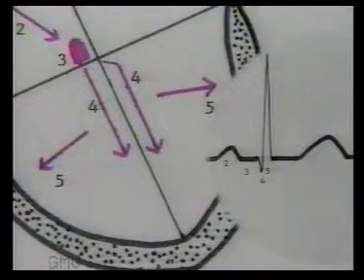Then the repolarization of the ventricles begins and is recorded as the T wave. The repolarization is much slower than the depolarization, and so the T wave is broader than the QRS complex, but it is in the same direction as the main wave of the QRS complex.